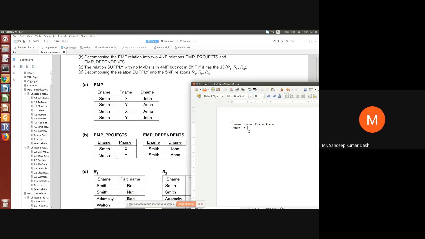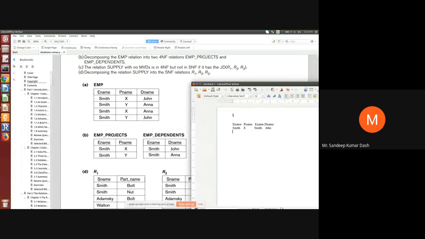Now I am trying to explain what you mean by spurious tuple. Okay, after that we will go to the join dependency and 5NF, those things. So don't worry about those things. Now you be clear on what is spurious tuple.